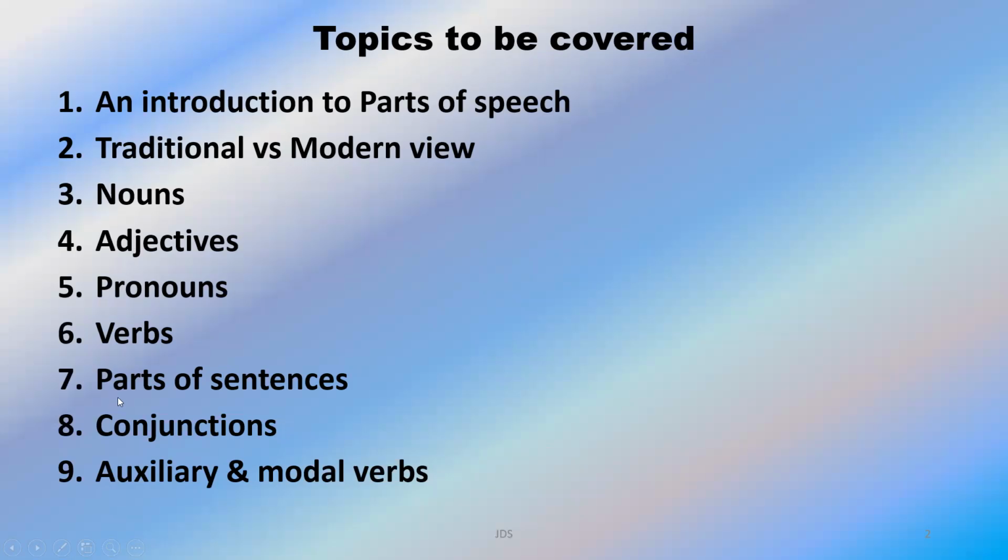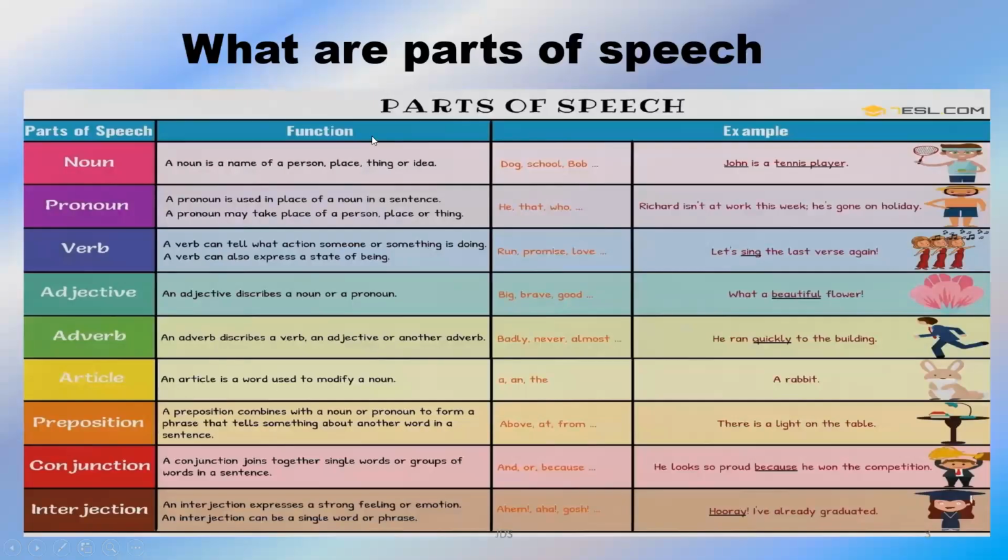Then the different parts of a sentence. And then conjunctions, so they too come under parts of speech, and something about the auxiliary and modal verbs. What are auxiliary verbs and what are modal verbs, and the characteristics or features related to both auxiliary and modal verbs. So this is what we are going to discuss today. Right, look at the slide.